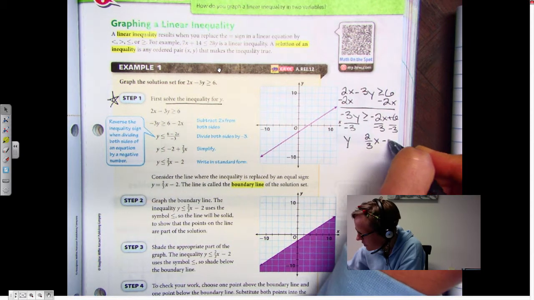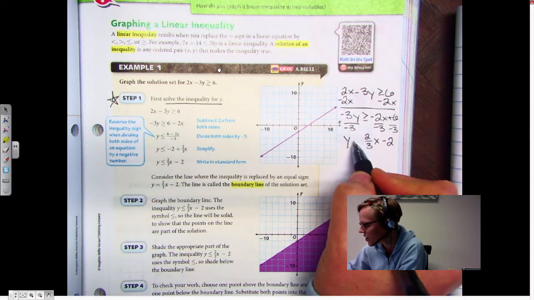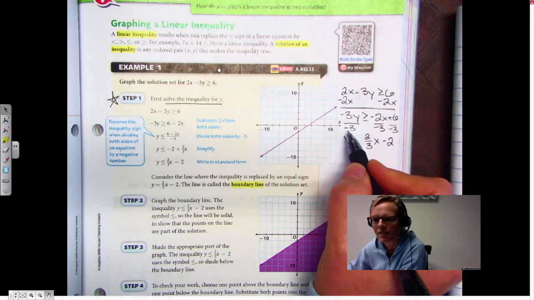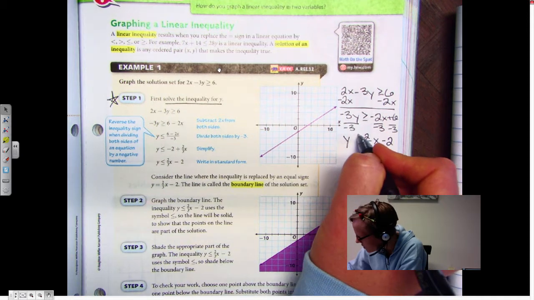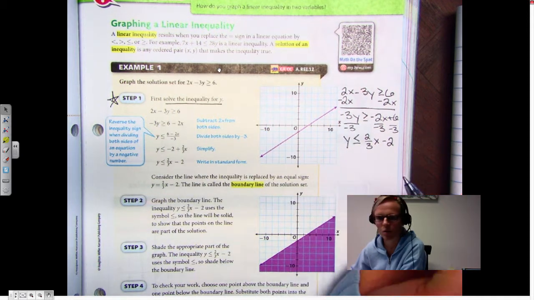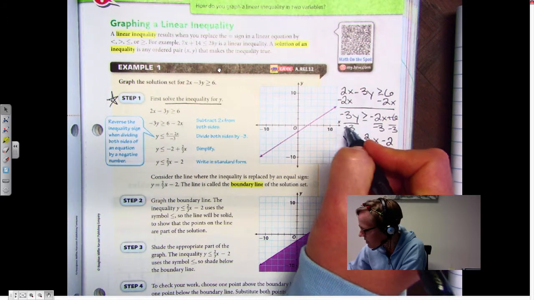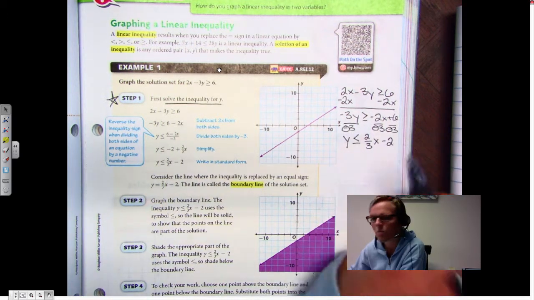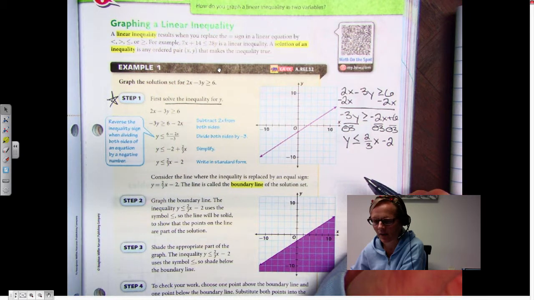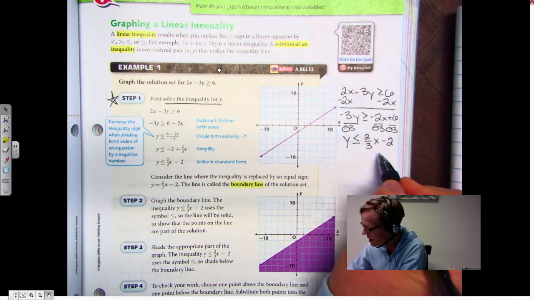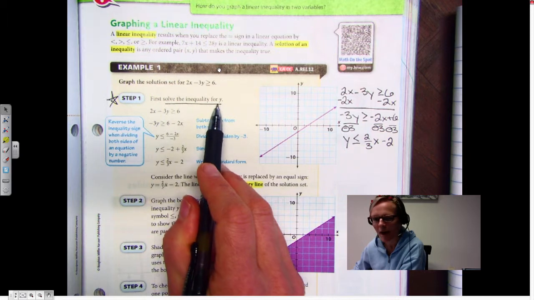Now, we haven't done this for a while, but last year, when we divide by a negative number, it reverses the inequality symbol. So it used to be greater than or equal to, and it now is reversed to less than or equal to. This happens when we divide through by a negative, or also when we multiply through by a negative. So this is our inequality solved for y.